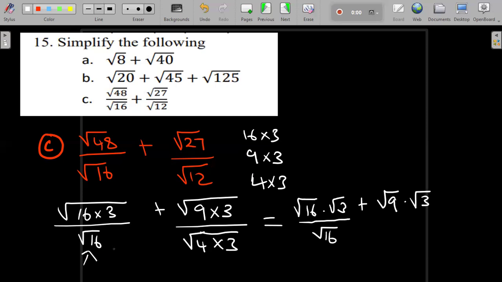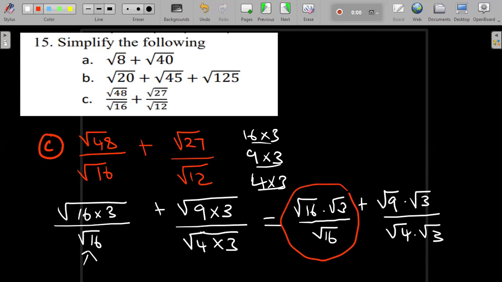All right, sir. Yes, okay. But when you look at this 49, 27, and 12, they don't have a perfect square root. No wonder we are simplifying them into all these. So this is what we have divided by the root of 16. And then here we're going to have divided by the root of 4 multiplied by the root of 3. So from here now, we have the root of 16 divided by root of 16 multiplied by the root of 3.